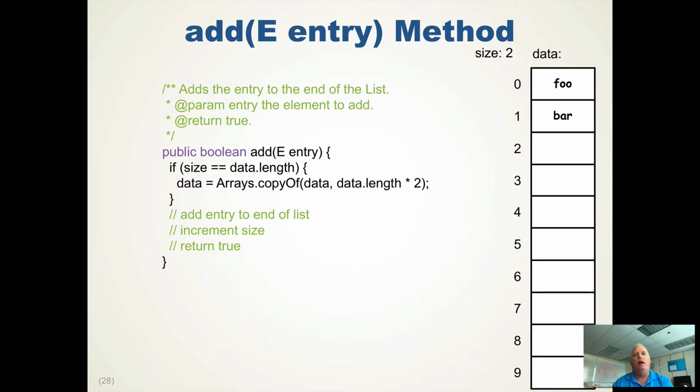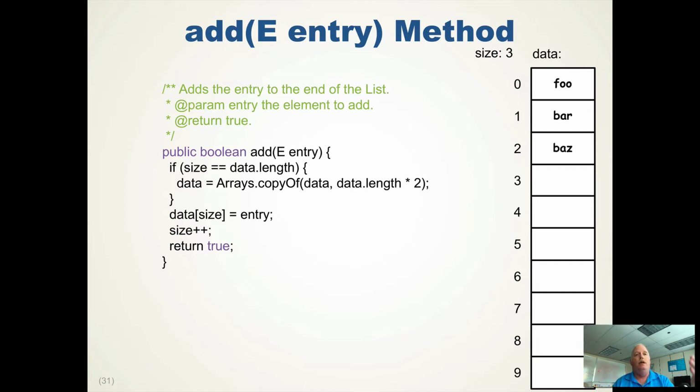So once I know that I have room in my array, I can add the entry to the end of the list, which is just at size. So that's the next empty spot. So now I need to say I added something to my list, so I increment the size. And now I can say I have a size of 3, and then I can say I successfully added my entry. So what's the big O of this method?